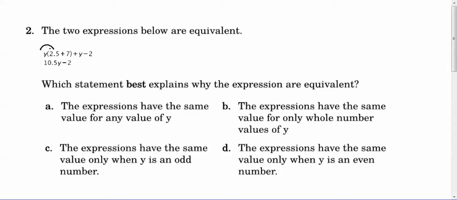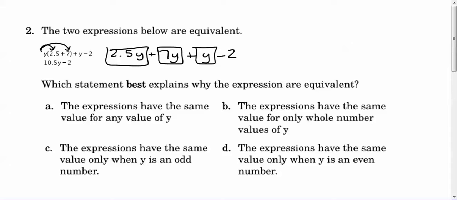distributive property here. But anyway, you would have 2.5y plus 7 times y would be 7y, plus another y minus 2. So when we combine this, this, and this can all combine, right? So that's going to add up to 10.5y, and then we have minus 2.